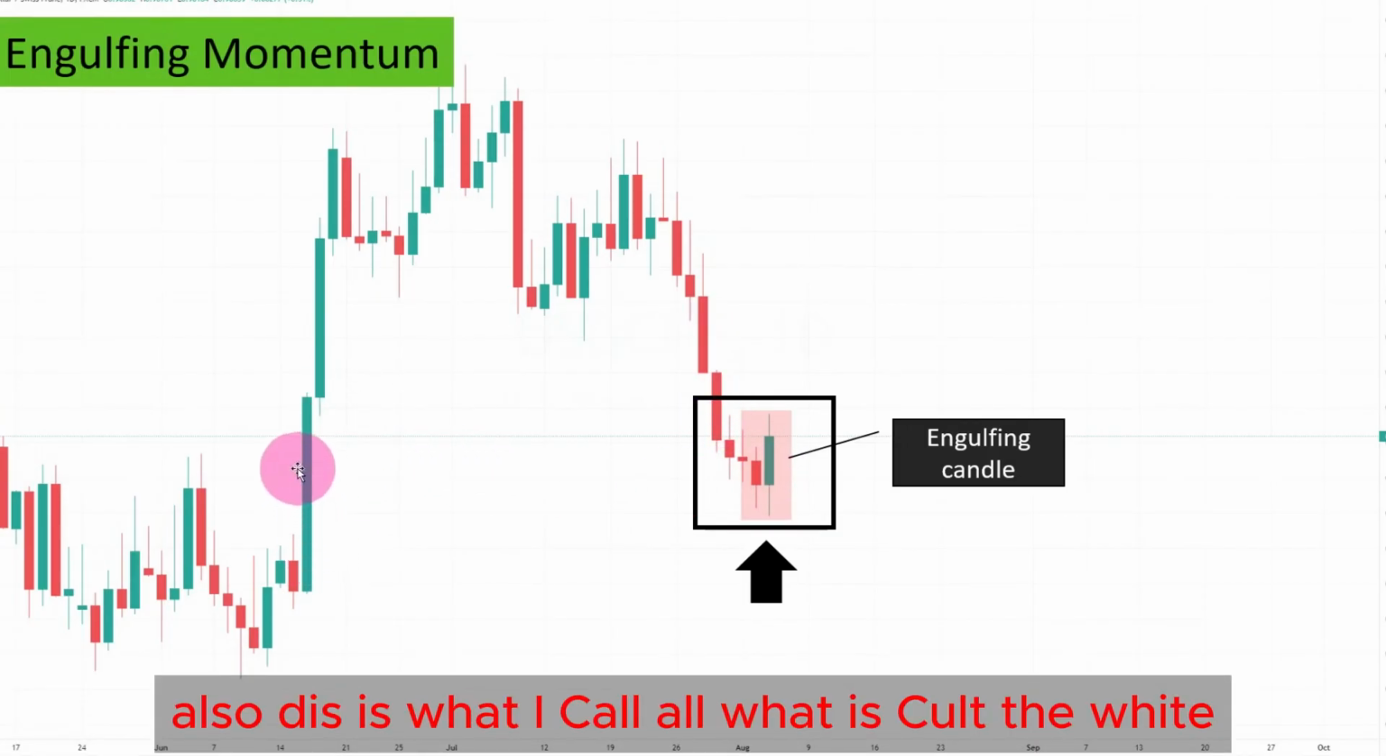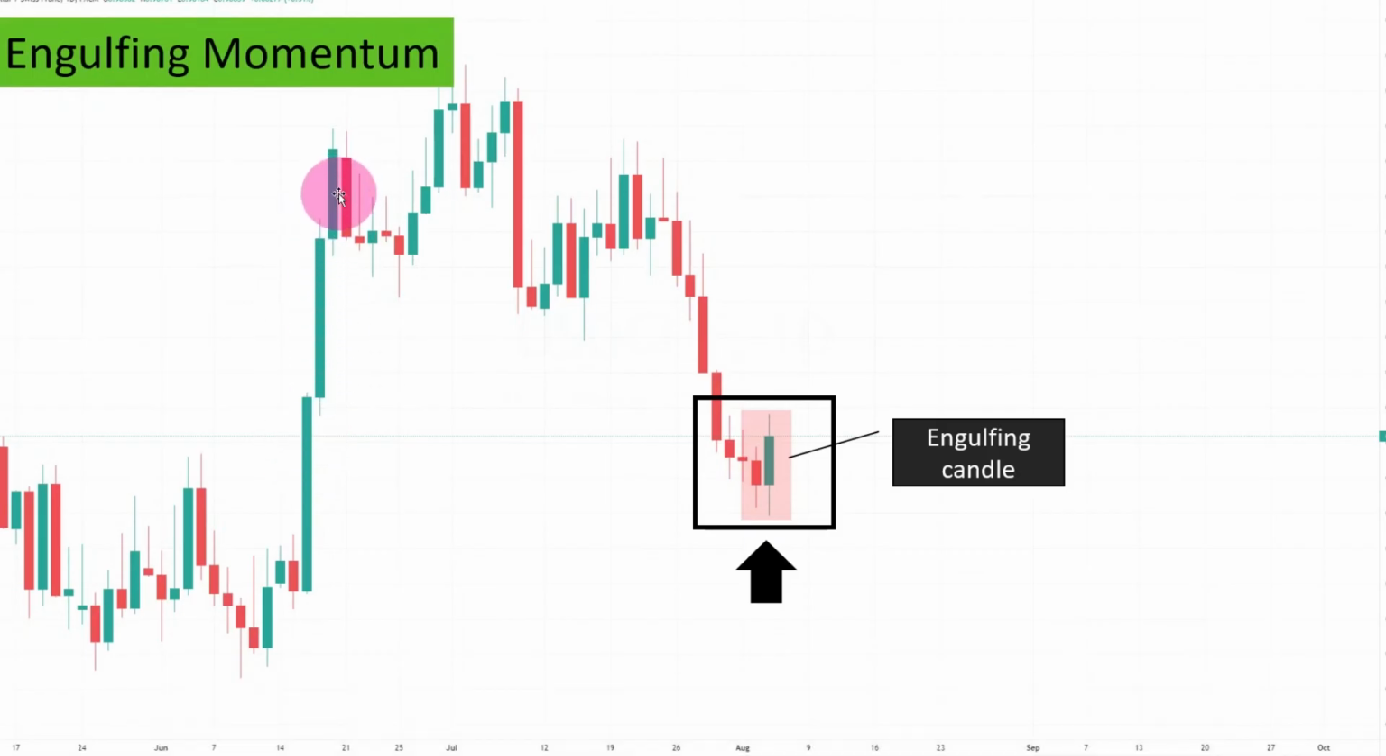Also, this is what I call, or what is called, the void. And in Forex, we typically don't have big gaps, such as in stocks, for example. But this is resembling a gap in Forex. And once you cover those big moves, then there's often a lot of demand waiting here at the bottom side. And it makes sense to look for a reversal here.